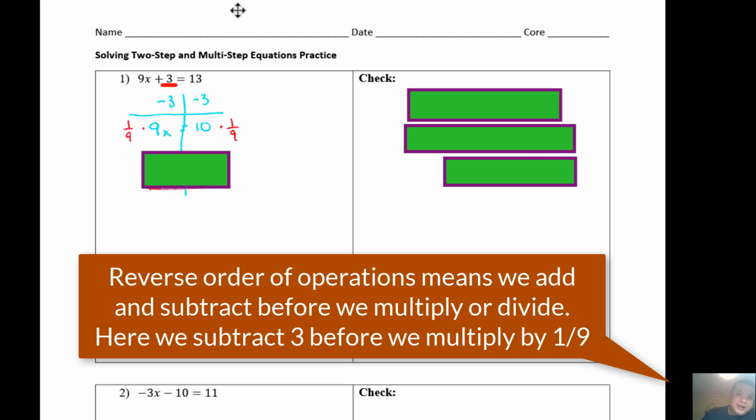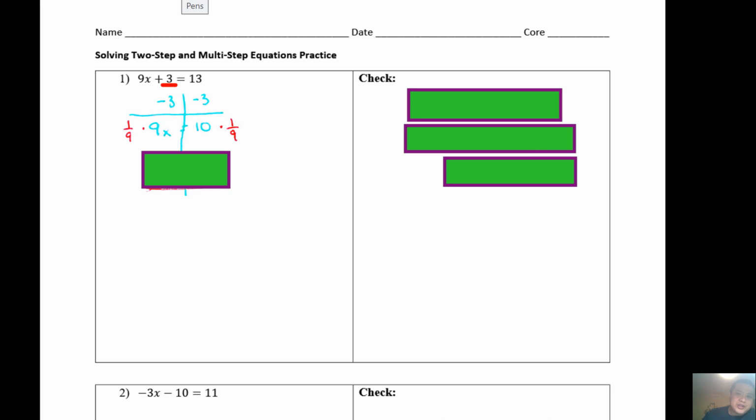Now that we have 9x, we have the term with x by itself on one side. We're going to multiply both sides by the reciprocal of the coefficient. So we're multiplying both sides by 1/9, which means that x equals 10 over 9. To check it, we plug in 10 ninths into x over here.